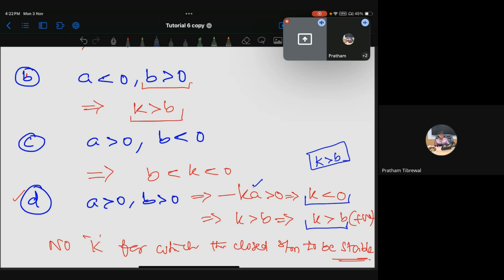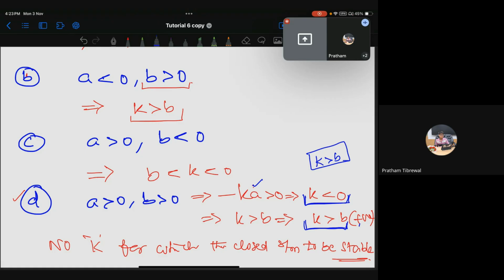K must be greater than B. B is already positive. So in one case, K is greater than B. The other case, K is less than B. So we cannot find any value of K which makes the system stable. So both A and B cannot be positive together.